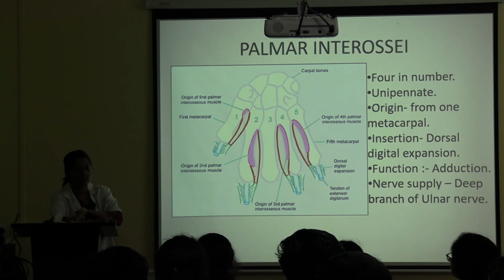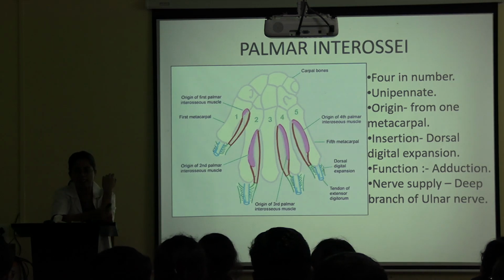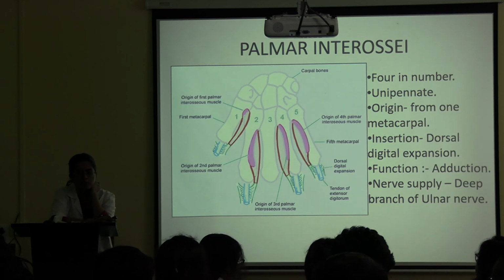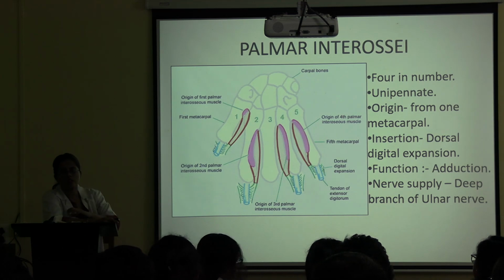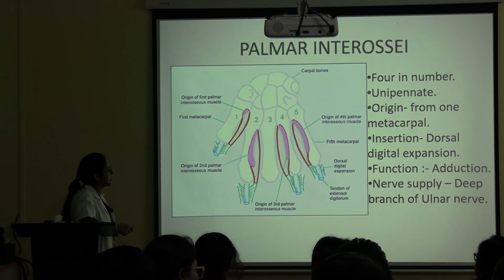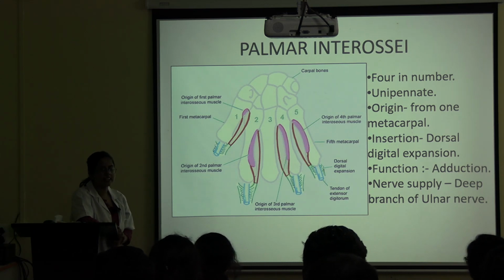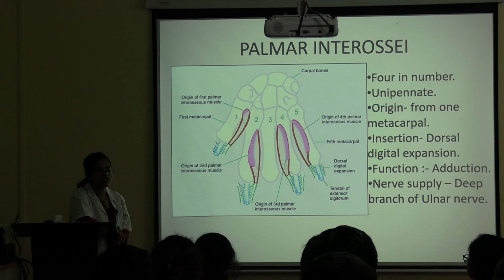The extensor tendon gets expanded and is present dorsal to the metacarpophalangeal joint and proximal phalanx. This is known as the dorsal digital expansion. So these palmar interosseous muscles get inserted in the dorsal digital expansion. Are you getting it, everyone? Because after the class I will ask questions, that's why I am telling.